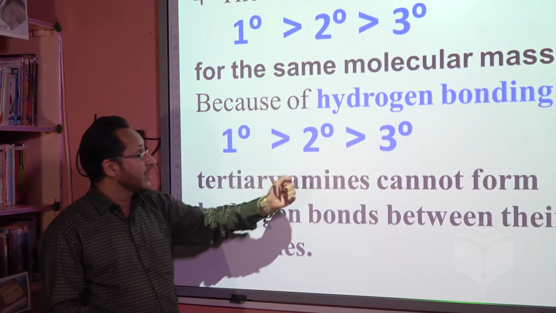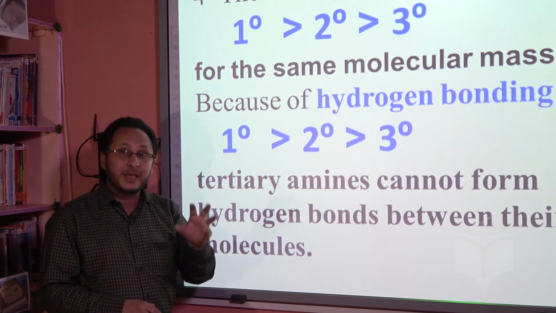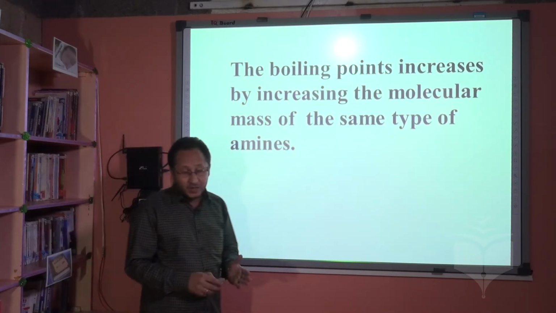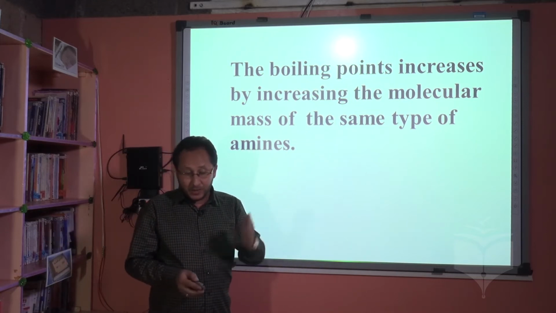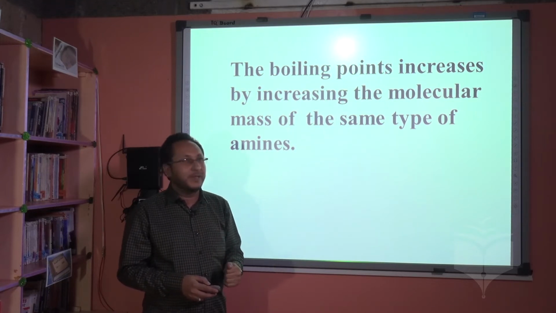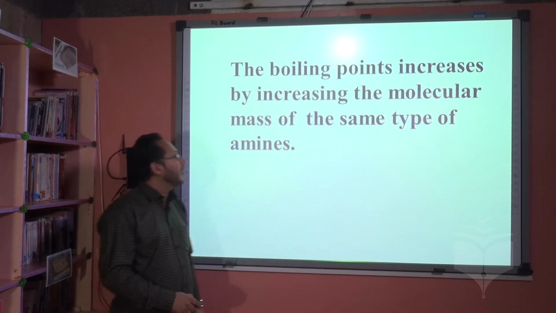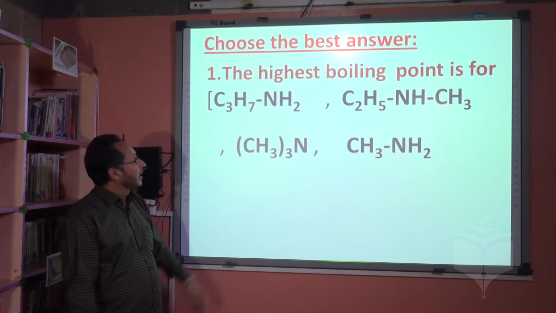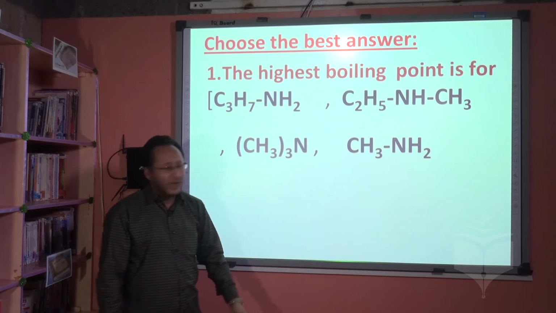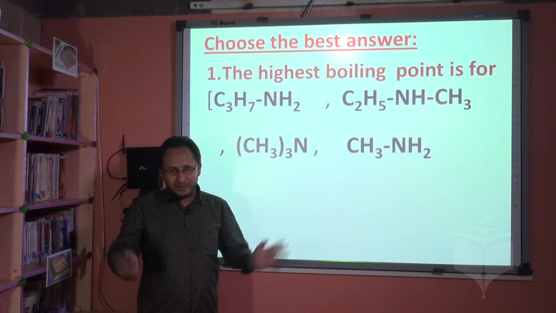But in these cases, you have to focus on the size of the amines. They have to have the same number of carbon atoms. Now, for the boiling points, if you have the same type of amine, in this case you have to compare the molecular mass of the amine. The one that has higher molecular mass has the higher boiling point. Now, this is an example. The highest boiling point is for this compound, or this, or this, or this compound. You have to guess now. Just study first.